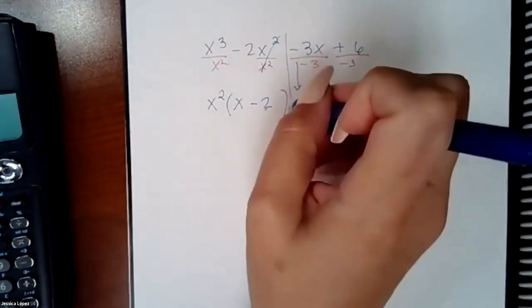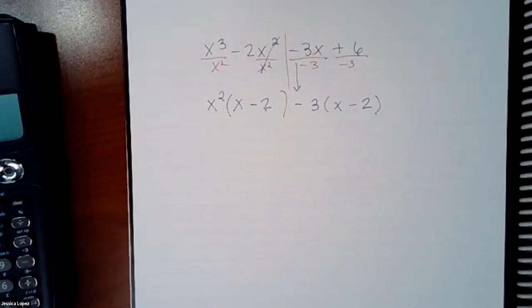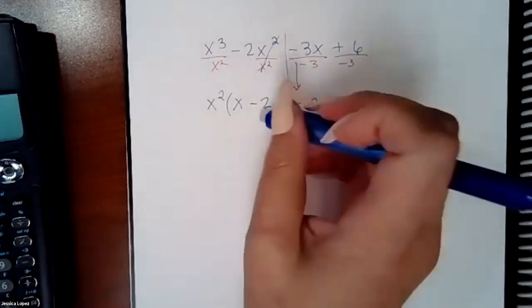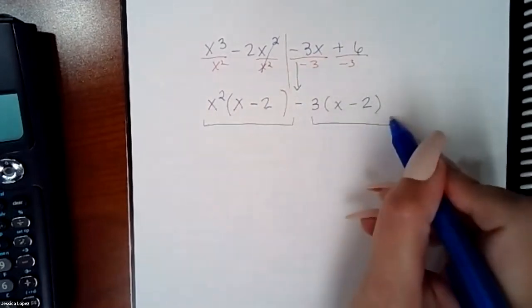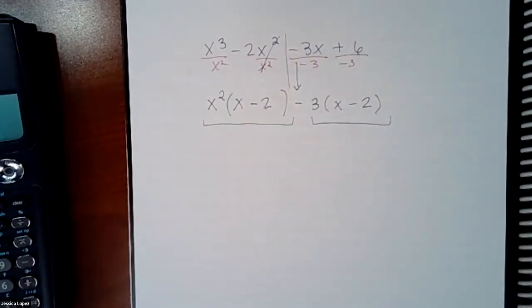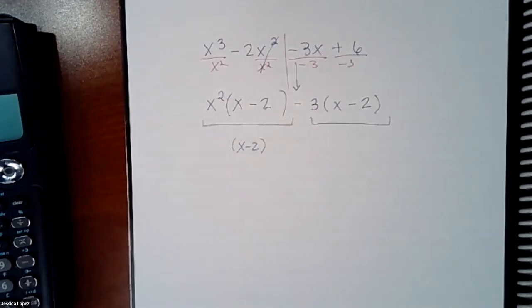And if I just erase this little red line, you'll notice that that problem looks a lot like the other problem that we saw in the examples when we were factoring out common factors. If you look at this as just two terms, right? Those two terms have something in common. And that's the X minus two that's in parentheses.